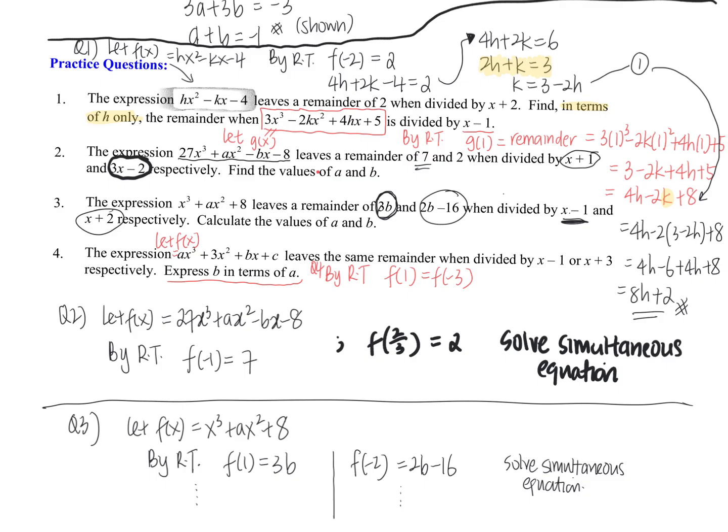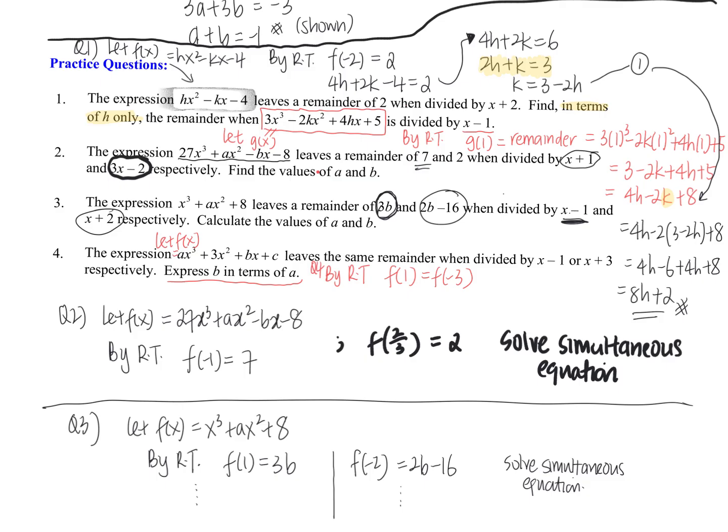Those who came back a bit later, just take note when it's even power, when you root the answer, it's always positive and negative, 2 answers. Okay, this is remainder theorem.